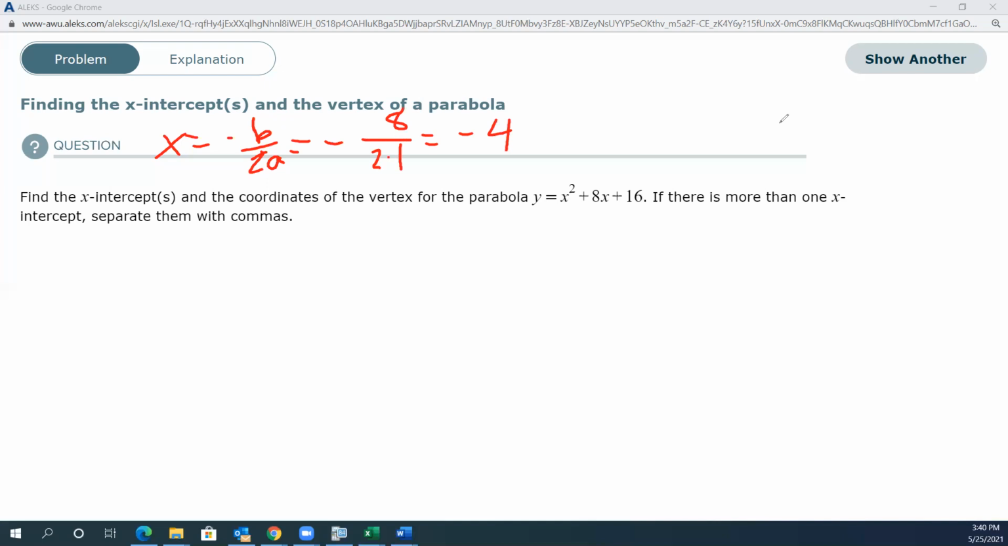Okay, so the vertex is going to be -4, comma, something. Comma what? Well, let's just do y of -4. Plug in -4 for x.